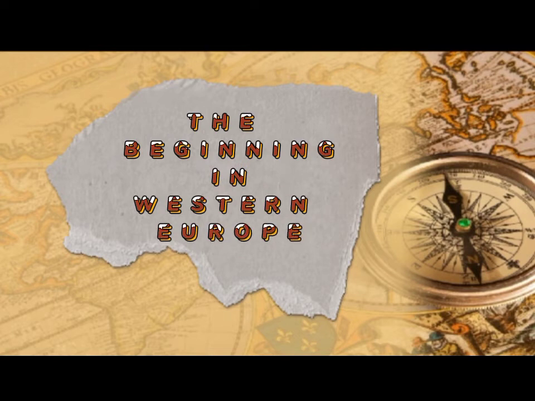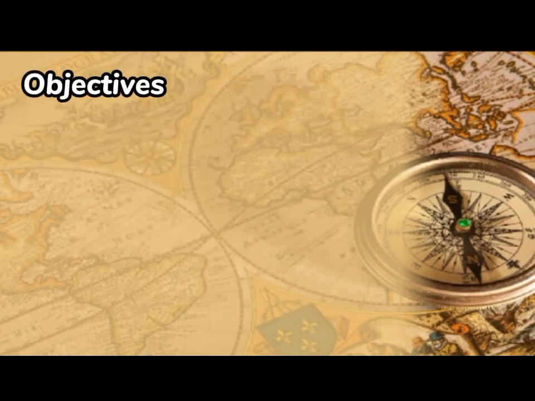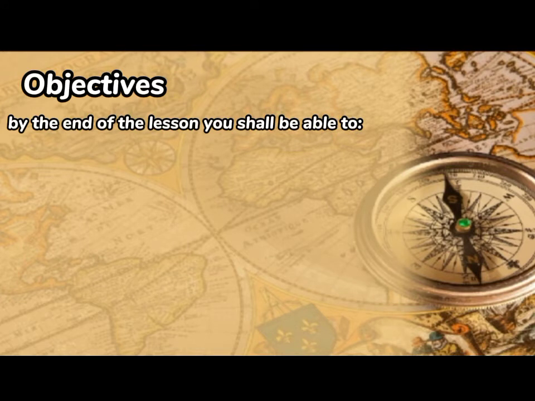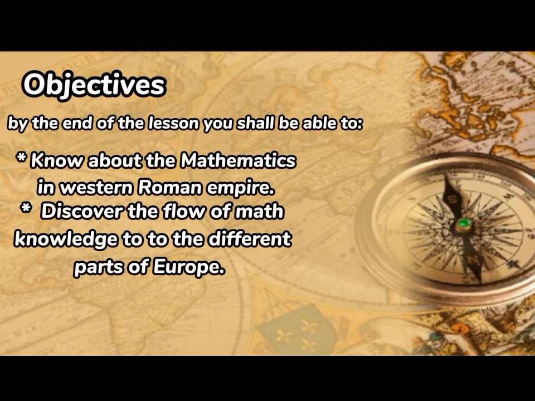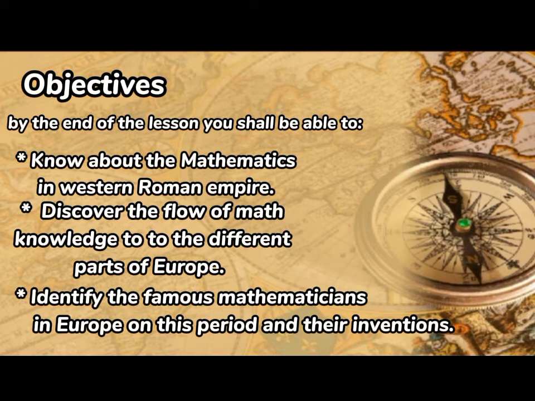But before that, here are the objectives. By the end of the lesson, you shall be able to know about mathematics in the Western Roman Empire, discover the flow of math knowledge to the different parts of Europe, and identify the famous mathematicians in Europe in this period and their inventions.